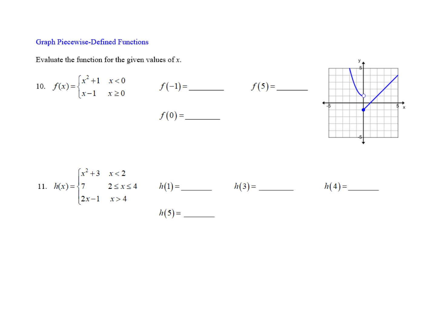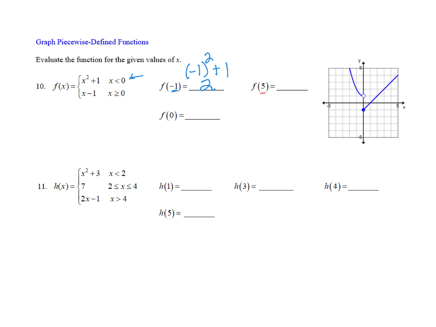So let's look at this one. According to this, they want me to find f of negative 1. Well, which piece of the function does negative 1 fall into? Negative 1 is less than 0, so it's going to fall into the piece of the function x squared plus 1. That means I'm going to plug negative 1 into that piece. So negative 1 squared is 1, plus 1. That means f of negative 1 is positive 2.